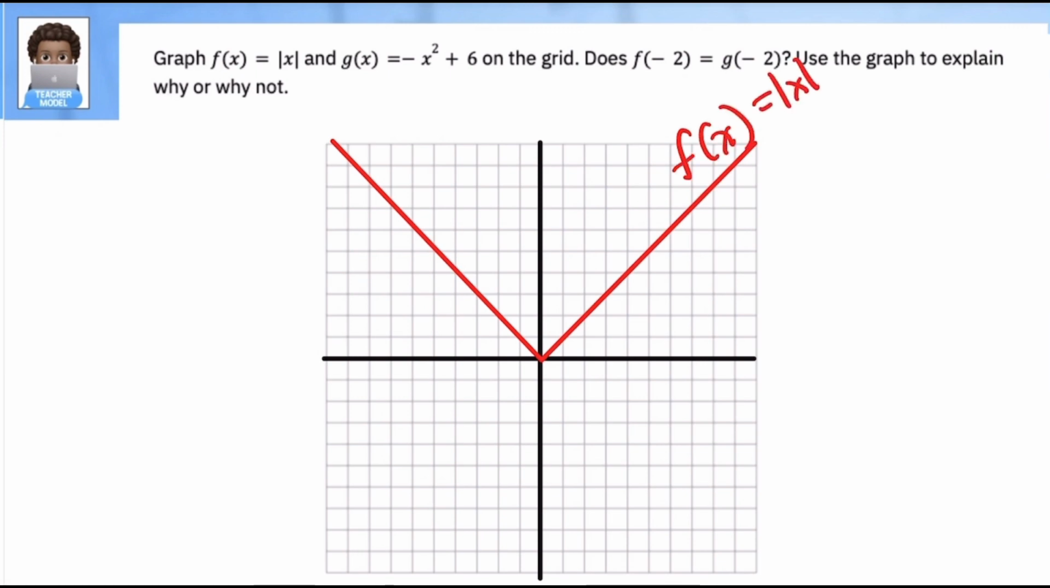And our second graph is going to be a parabola. I can just see it, it's negative x squared plus 6. Because a is negative, I know it's going to open downwards. And because k is equal to 6, I'm going to go up 6. So I'm going to go 1, 2, 3, 4, 5, 6, up to this point over here, and I'm just going to draw this out.